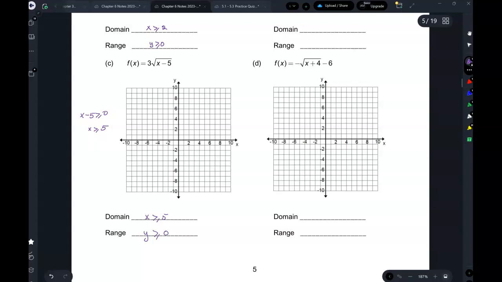Now, when I go over 1, typically I should go up 1, but now it's being multiplied by 3, so I'm going to go up how many instead? 3. And when I go over 4, I should have gone up 2, but now I'm going to go up 6. Okay, so do you see how much of a vertical stretch that is?